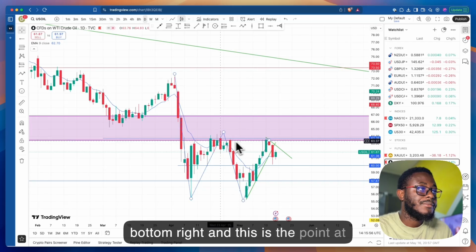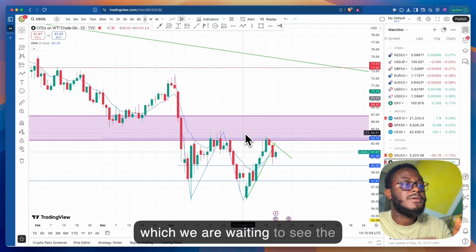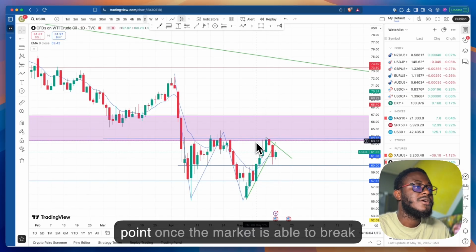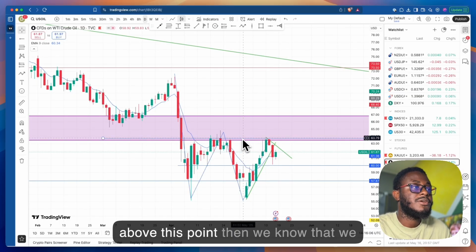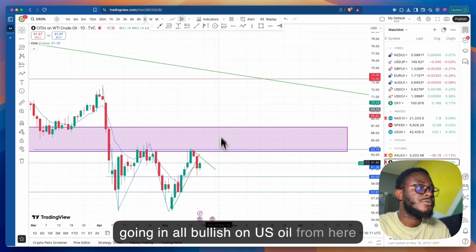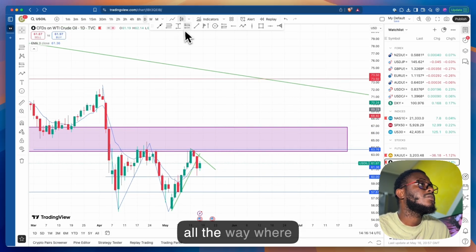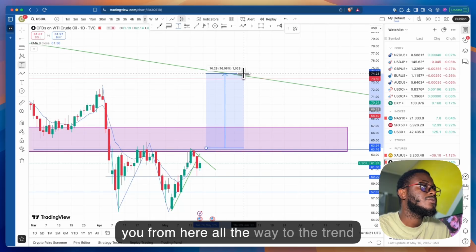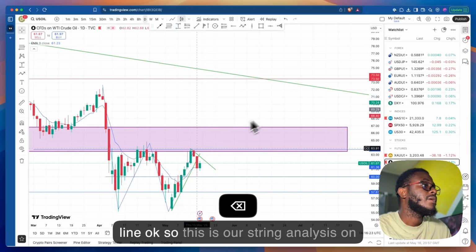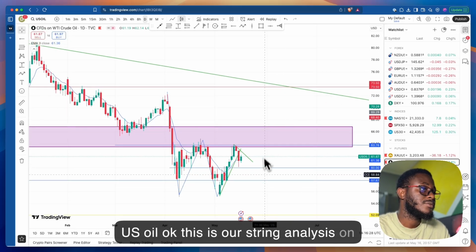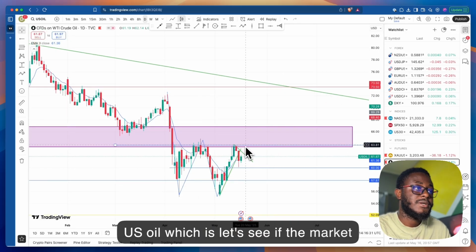This is the point at which we are waiting to see if the market is able to break above. Once the market is able to break above this point, then we know that we are going in all bullish on US oil from here all the way to the trend line. So this is our swing analysis on US oil.